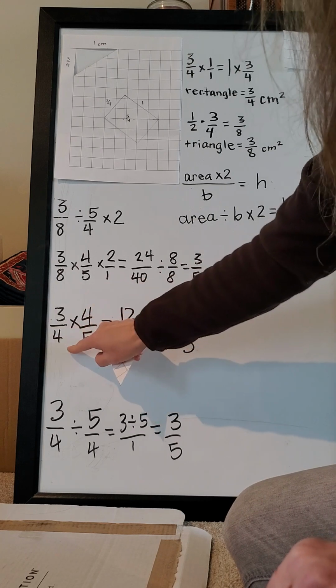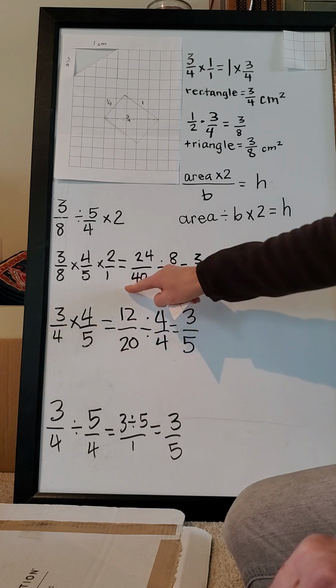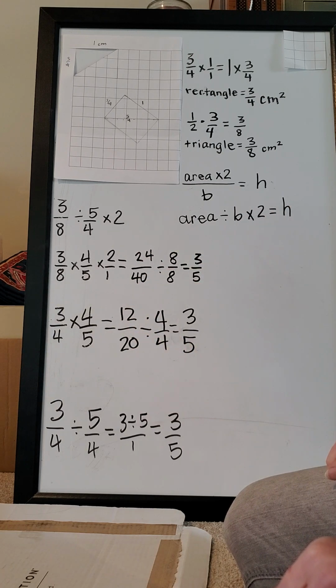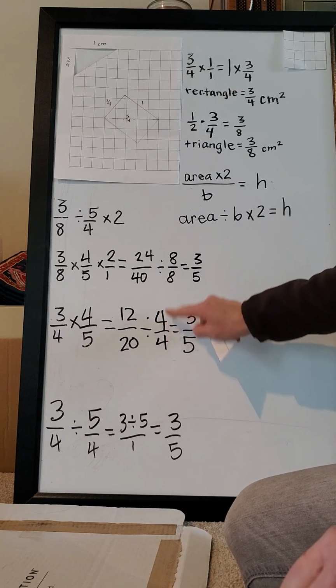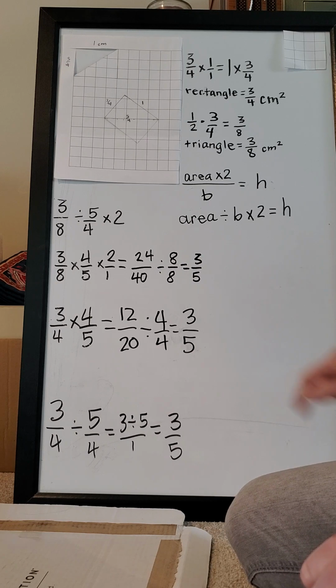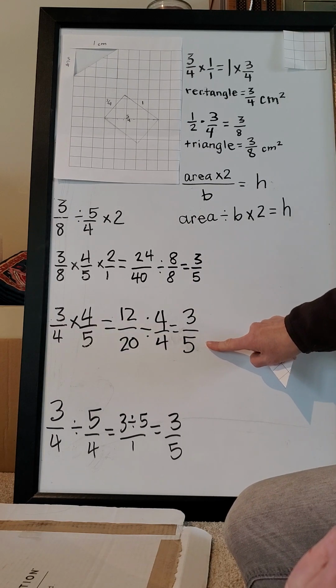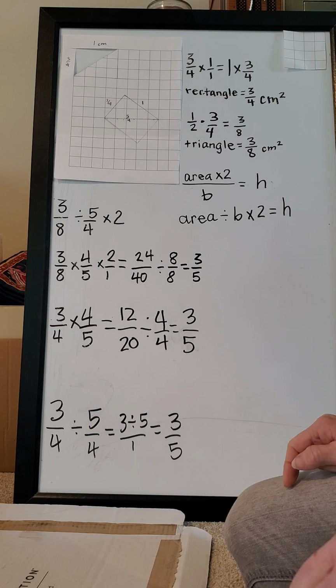So if you do 3/4 times 4/5, you get 12/20. Very similar, another equivalent fraction. This time I'm going to divide it by 4/4 because that's the greatest common factor of half of these. Coincidence? I think not. It will still give you 3/5. And then the label would just be centimeters, not centimeters squared.